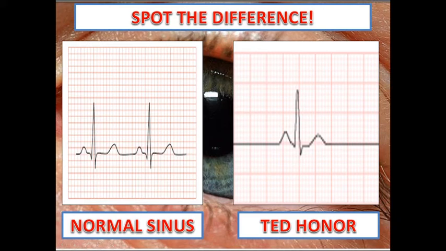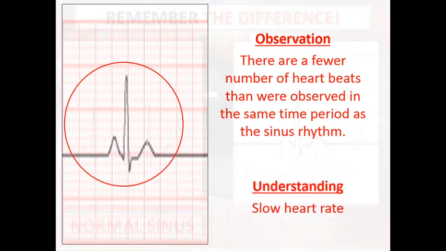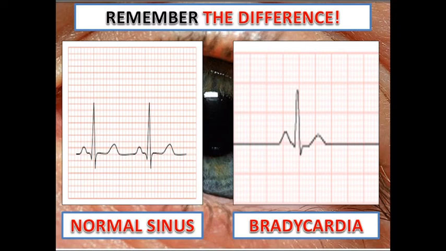Okay, here's your answer. There is absolutely nothing wrong with Ted's P, Q, R, S and T waves. Absolutely nothing wrong whatsoever. However, the gap between his T wave and the next P wave is so long I can't even see it. Ted's heart rate is too slow. There's a fewer number of heartbeats than were observed in the same time period as the normal sinus rhythm. And a slow heart rate is known as bradycardia.